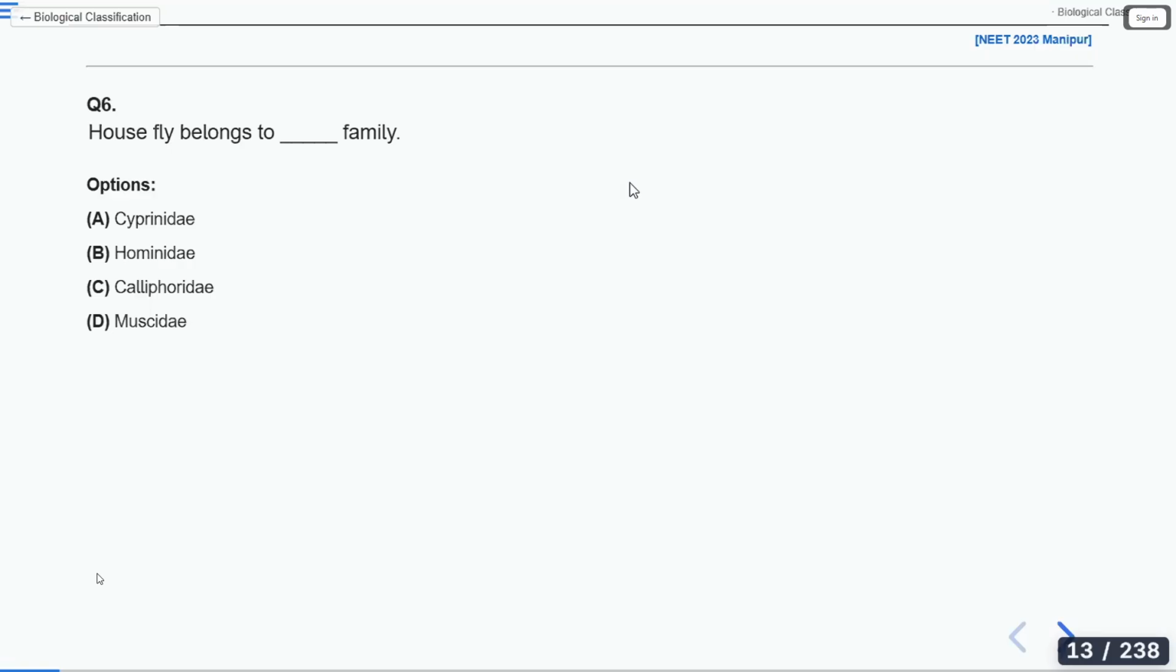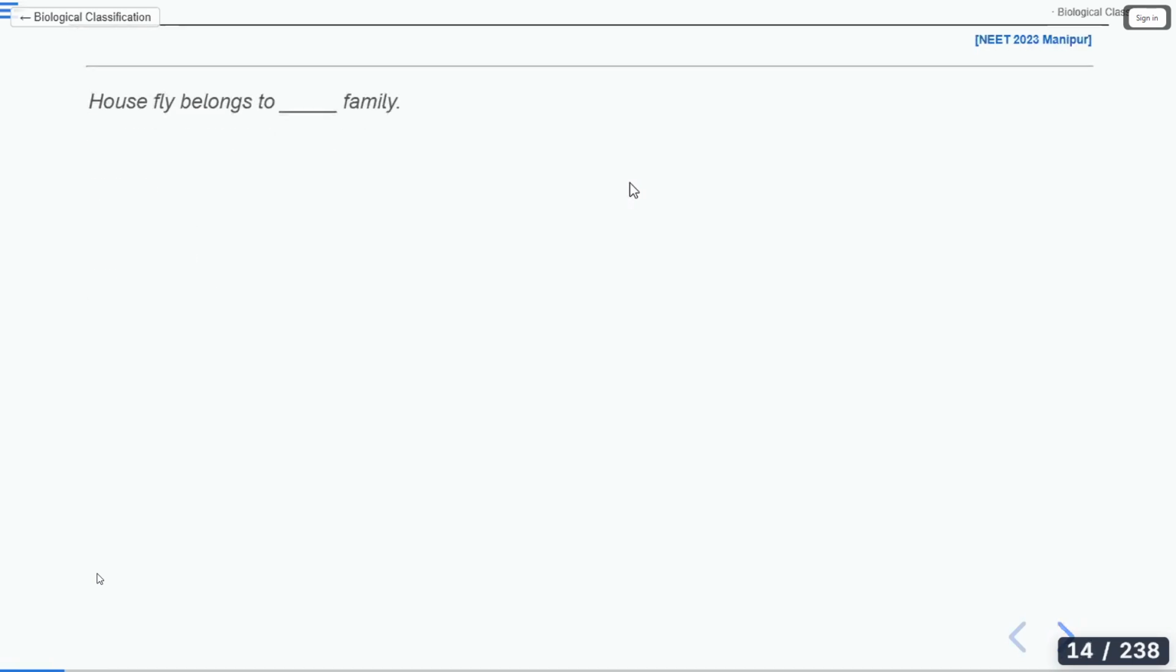Which organism will come under the family Hominidae? Any guess? Which group of organisms? Okay, very good. Humans. Okay, let's see the answer now. So, housefly belongs to the family Muscidae.